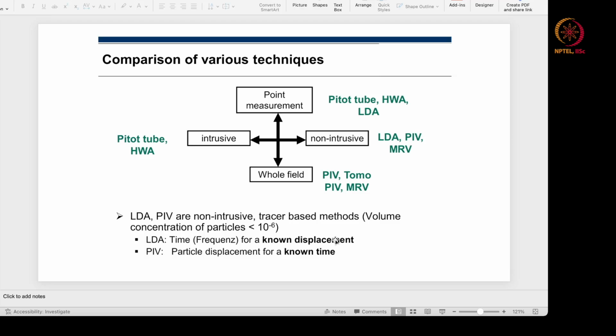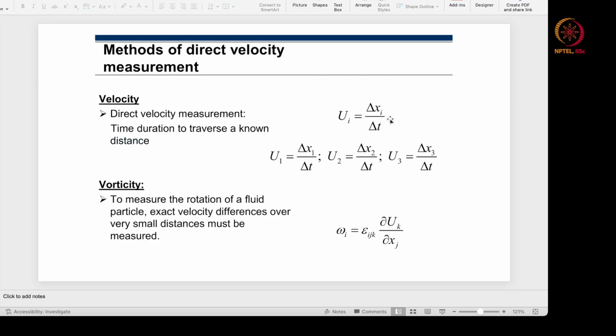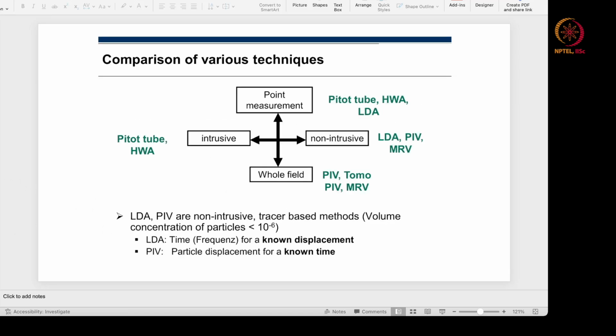PIV, however, is done for the particle displacement over a known time. So you fix the delta t over which you want to measure, and you calculate the particle displacement, more in line with what you saw over here. Of course, not this easy. Once you do that, you will get the field measurement. So it is like taking two pictures, and you know how much these particles have shifted between the two pictures, and you know the time duration that has elapsed between the capture of these two pictures. As a result, once you divide this delta x by delta t, you should get the velocity. Of course, easier said than done.